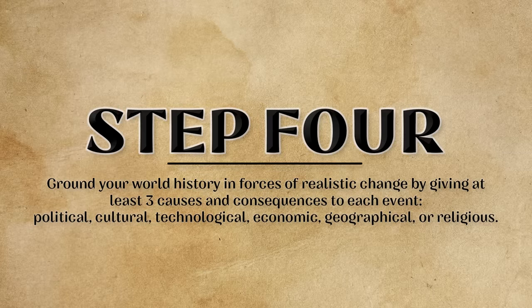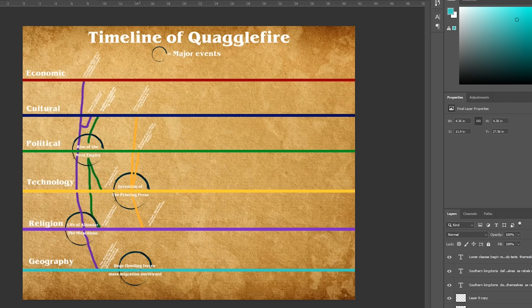So, step four. Ground your world history in forces of realistic change by giving at least three causes and consequences to each major event. Political, cultural, technological, economic, geographical, or religious. And one way to visualize this would be to draw connections between your six pillar timelines, allowing you to easily see the relationship between these dimensions as they become intertwined. It'll get messy, but I mean, what real timeline isn't?